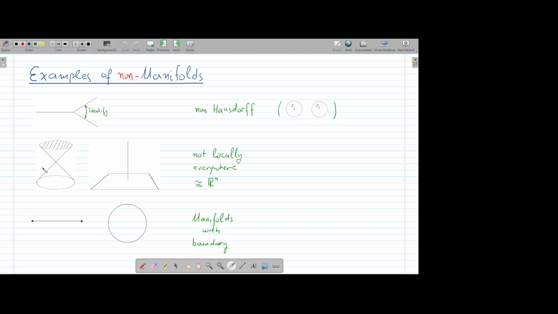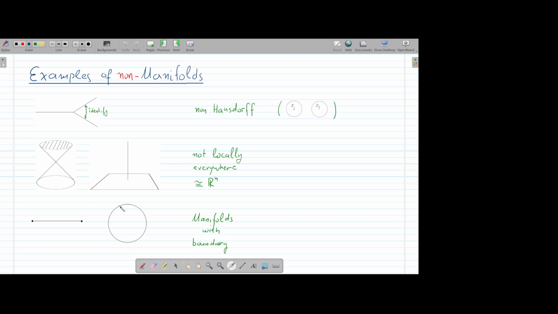Now the second line shows as examples manifolds that are not locally equivalent to some Rn everywhere. Of course, the line here is equivalent to R1, the plane here is equivalent to R2, but it's not possible for their union to define a manifold that is everywhere equivalent to some Rn. Similarly, for those two cones, their tips here are on top of each other.